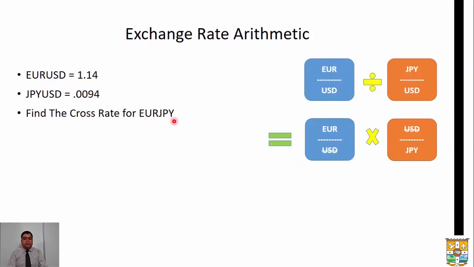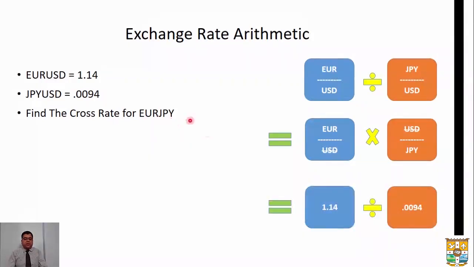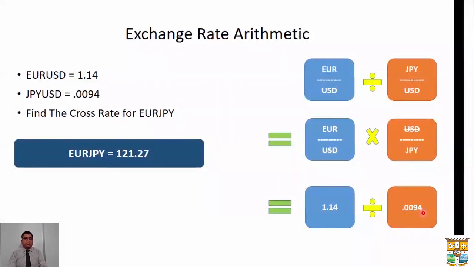So let me put in the values. It comes to 1.14 divided by 0.0094, and the rate for Euro JPY will come to 121.27. So 121.27 Japanese yen are required to buy 1 euro. Hope you have understood all the problems over here. If you remember these formulae, you can find out the cross rates between any currency pair.